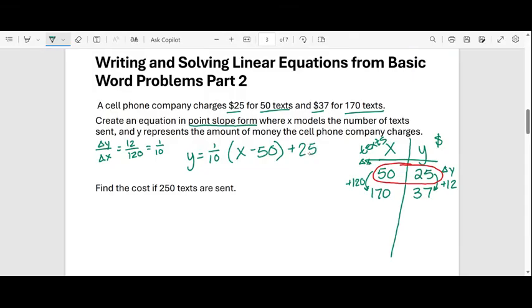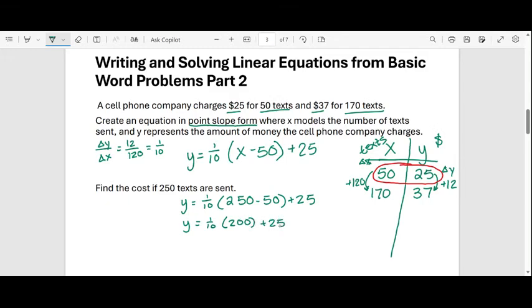Next, we're going to find the cost if 250 texts were sent. Remember, text is my x value. So I'm going to plug in 250 for my x this time. So we'll say y equals 1/10 times 250 minus 50 plus 25. And we're following order of operations. So I'm going to start with my parentheses and say 250 minus 50 is going to give me 200.